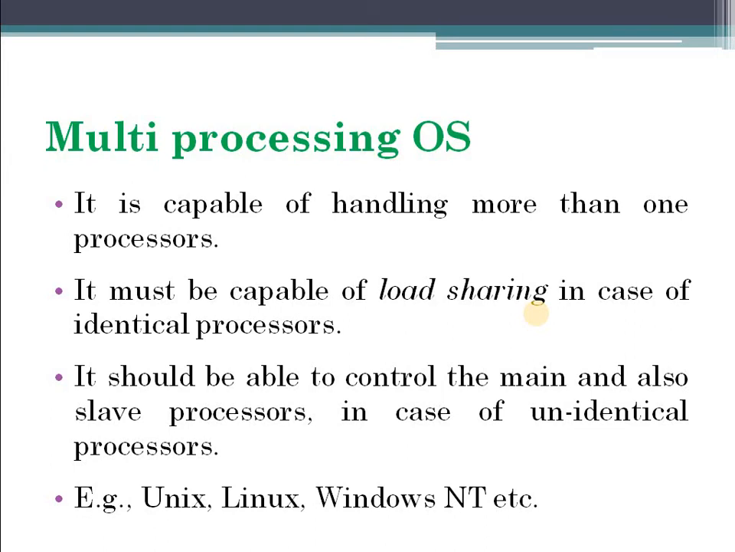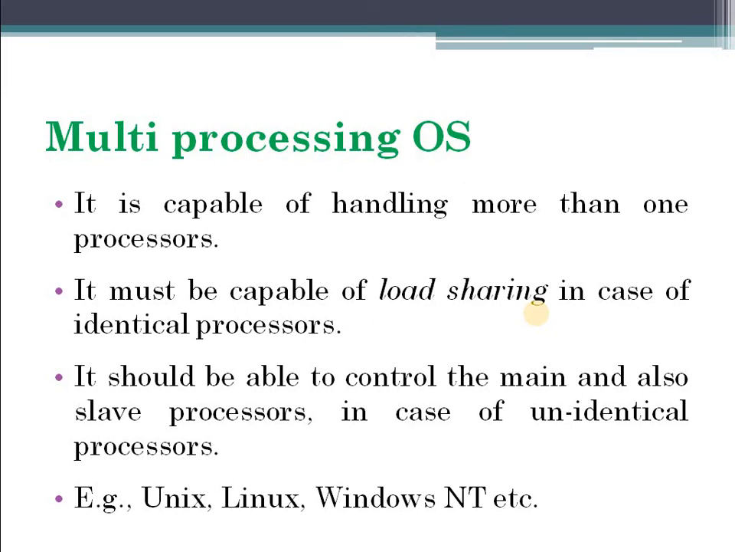Multi-processing operating system means it is capable of handling more than one processor. Here the operating system can work on more than one processor, more than one CPU, more than one microprocessor. It must be capable of load sharing in case of identical processors. If all the processors connected have the same power, then the OS must be capable of transferring the load to each and every processor equally.